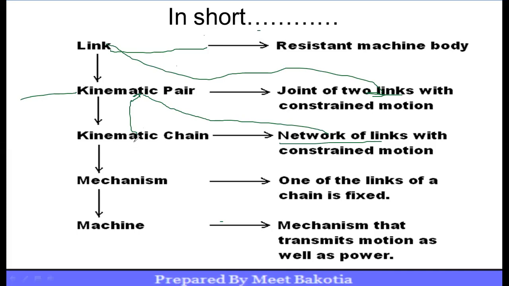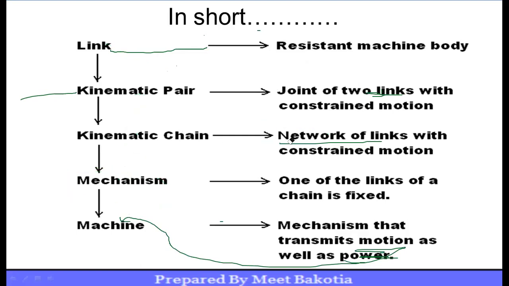When one of the links of the kinematic chain is fixed, it becomes a mechanism. And mechanism just transmits motion. But when it starts transmitting power also, we will call it the machine. Or you can say that the mechanism that transmits motion as well as power, we will call it the machine. So in short, whatever we studied till now, everything is covered in this very short nutshell.